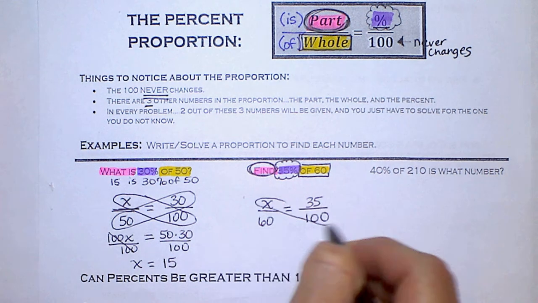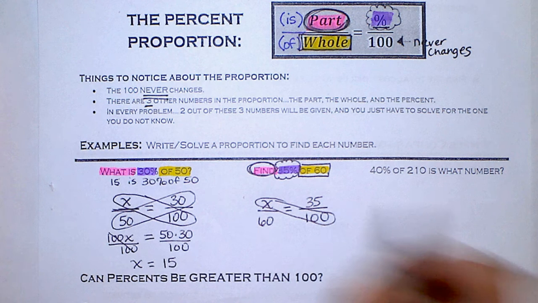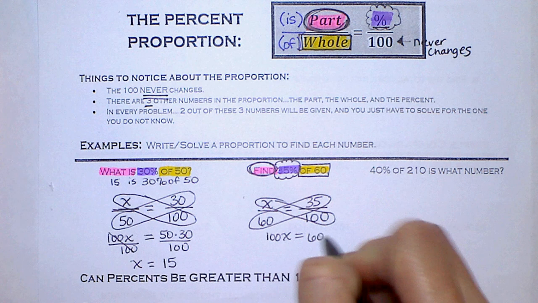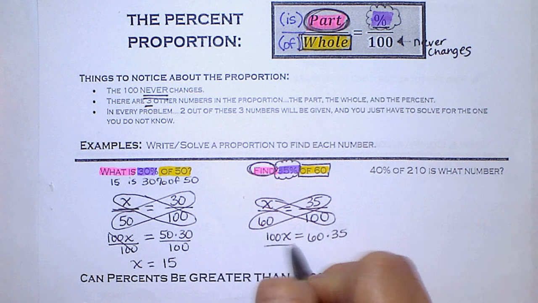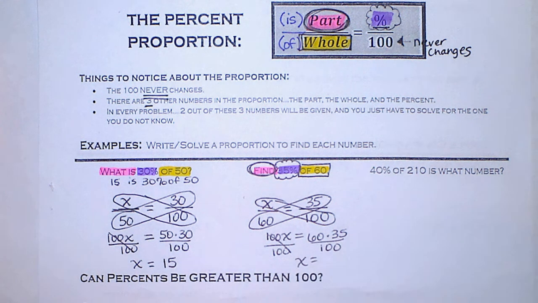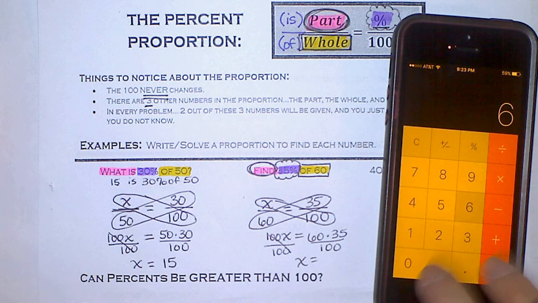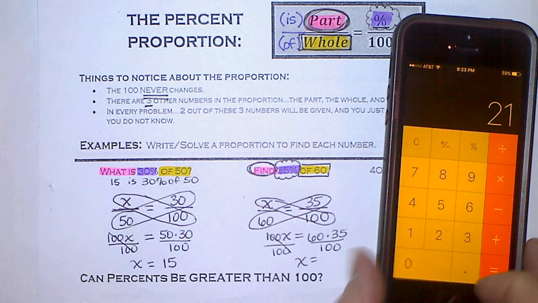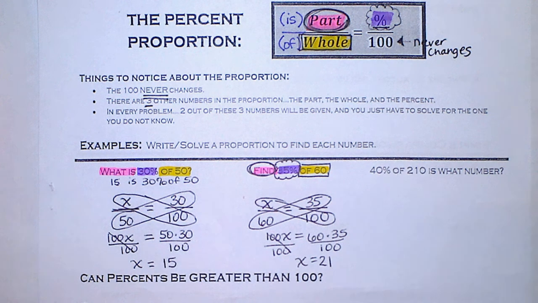So now we're going to cross multiply. So we get 100x equals, and then we're going to do 60 times 35. To finish this, we're going to divide by 100, and I'm going to type that into my calculator. So we type in 60 times 35 divided by 100. So x is 21. Now, if you're still doing some writing, please pause the video and then play it when you are caught up, or always feel free to rewind if you need to.